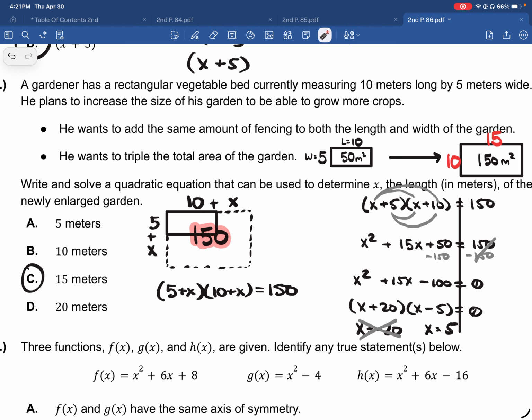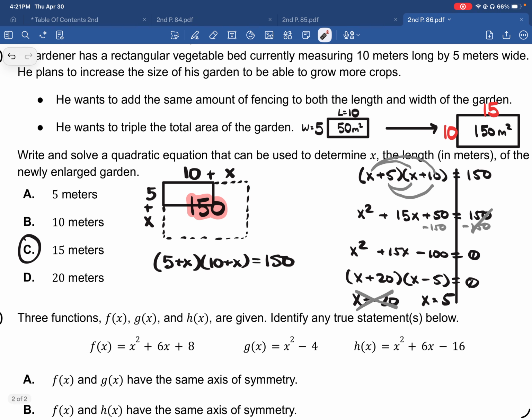So if you just set this up and say y equals this and y equals that, you can just see where they cross. And if you did this question a billion times in a row, whatever dimensions it gave you, it would always be that dimension plus x and the other dimension plus x. And it doesn't matter what order you write them in.